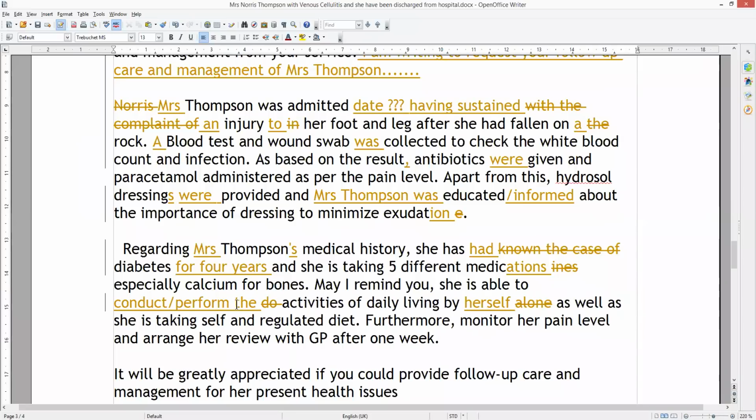You could say living life by herself, as well as she is taking, now I don't know what this actually means, as well as she is taking self and regulated diet. Now, do you know what this is? So she's saying, may I remind you, I would have probably put for your information, because if you say remind, it means that you've already told something once and it's a reminder. But if you've not communicated with this person before, it's not a reminder, because it's new information.